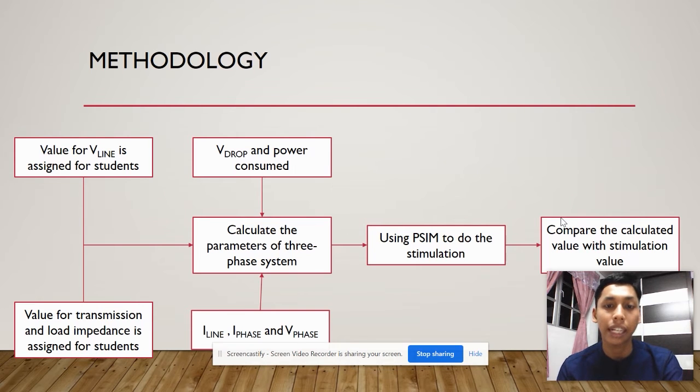Next, after we have done calculating all the parameters of the three-phase system, we should use PSIM software to do the simulation. So after we do that, we can compare the calculated value with the simulation value, which is we can see whether there are differences or whether they will be the same.